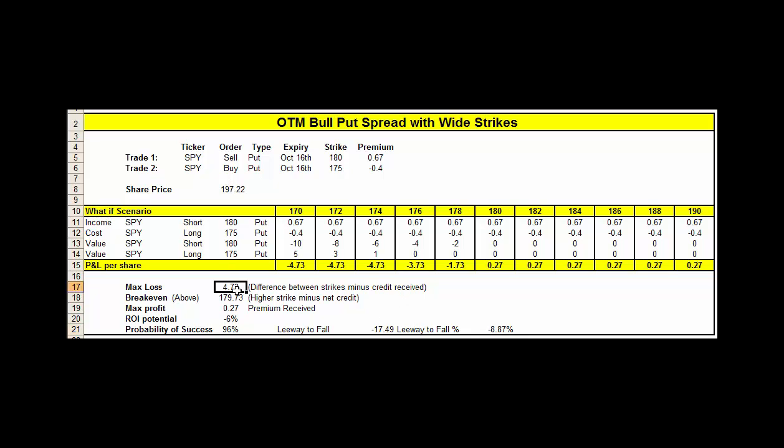Our max loss is 473. Our break even is once the share price trades above 179.73. And our max profit potential is 27 cents. Okay, we're going to go through a further presentation on this in a PowerPoint to explain the bull put spread in greater detail.